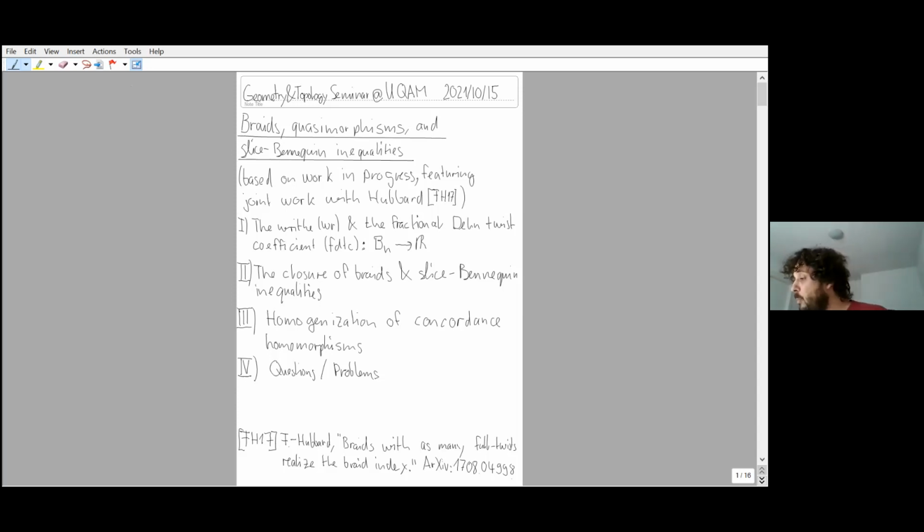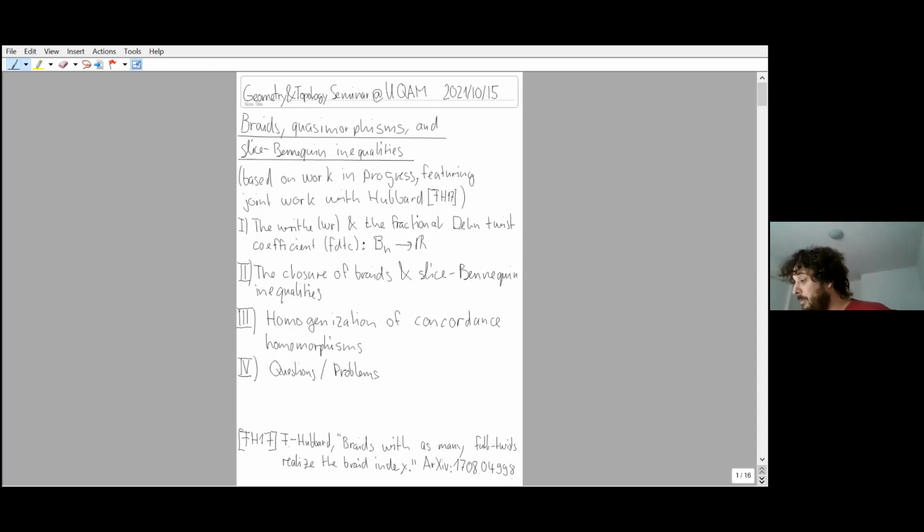Yes, I want to talk about braids, quasimorphisms, and the slice-Bennequin inequality. And this is work in progress, actually, for a while. But there's one paper that is out that gets used a little bit in this. So I gave you this arXiv reference. This is joint work with Diana Hubbard. But that's actually from a while ago, 2017.